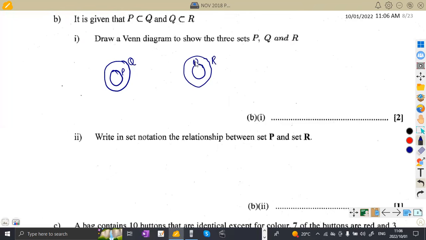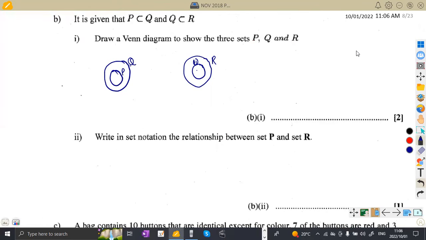So that is what we are now given. The question is: draw the Venn diagram to show all the three sets. What does it mean, guys? Remember previously that Q contains P, but this Q is contained by R. I would like to say R is the major set.